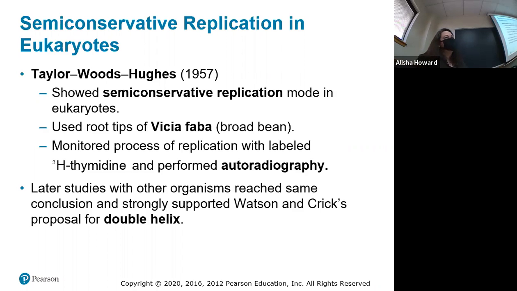They use the root tips. Why do they use the root tips? Because that's where all the replication is. Same reason you get a slide in Gen Bio, probably botany too, of tips of stuff, right? Because that's where the growth is. And with this growth, that means we're going through replication.